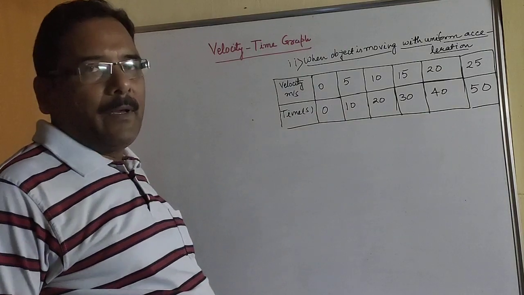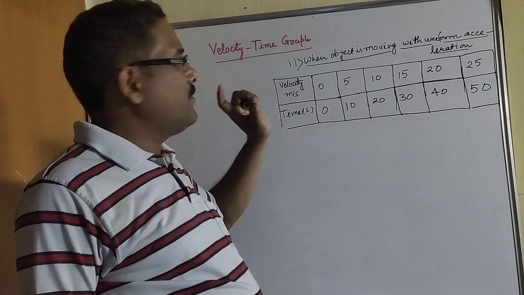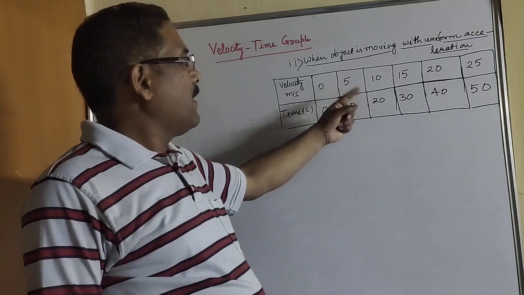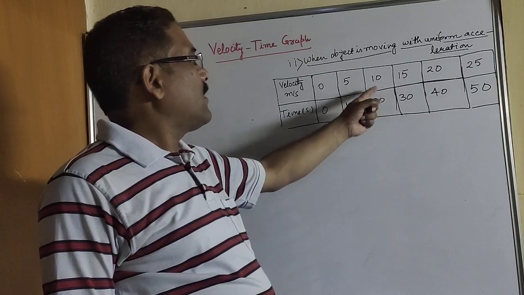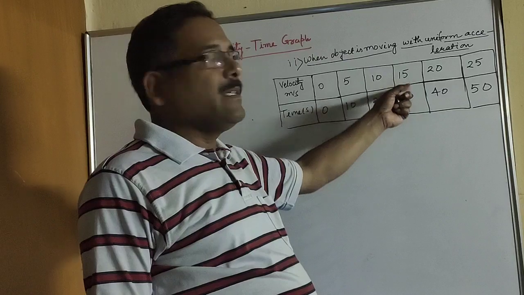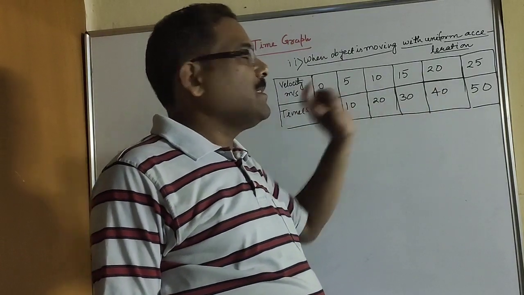So look at the table. When time is 0 second, velocity is also 0. When time is 10 second, velocity is 5 meter per second. When time is 20 second, velocity is 10 meter per second. When time is 30 second, velocity is 15 meter per second. When time 40, velocity is 20.